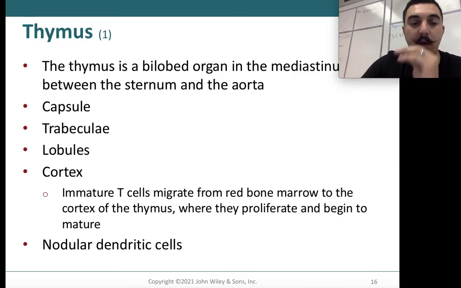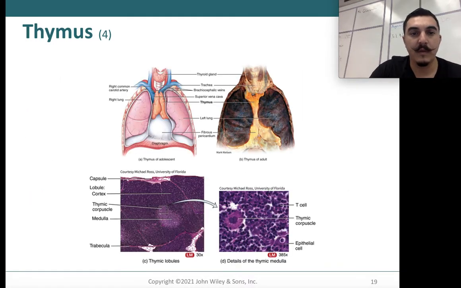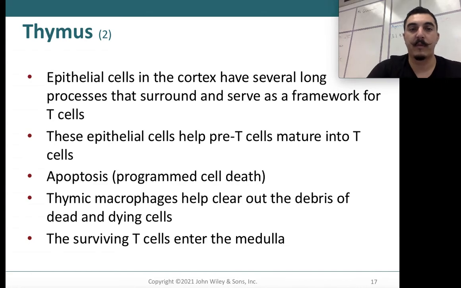And we have what are called nodular dendritic cells as well. So I think there's a couple of pictures. Yes, we'll get into those pictures. But these epithelial cells in the cortex will have some long processes that surround and serve as a framework to make those T cells. Those epithelial cells help pre-T cells mature into T cells. So they're pre-T cells. They really aren't ready to do the T cell job yet.